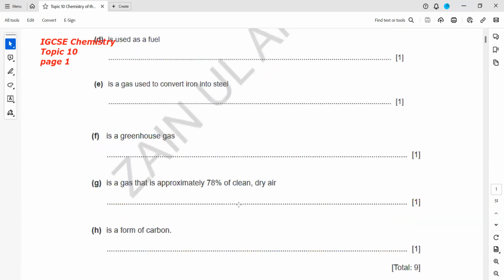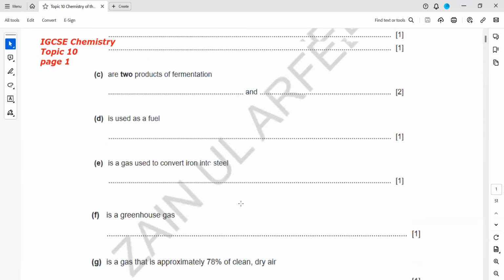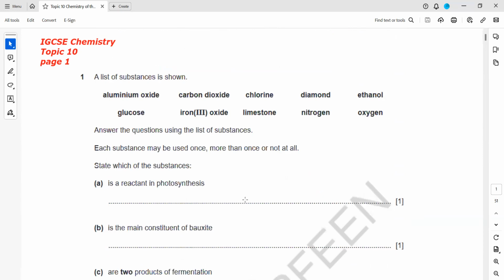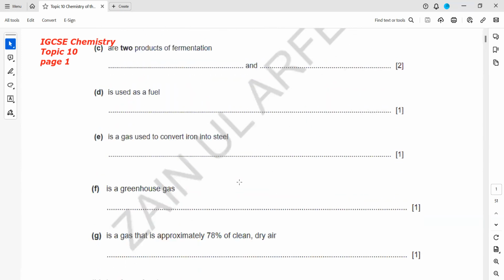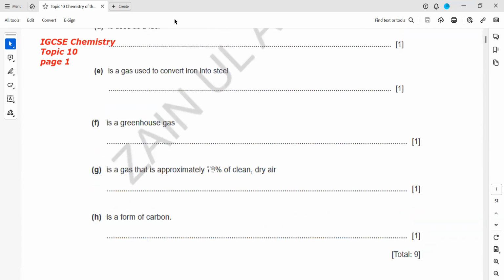And the last one is a form of carbon. Which is a form of carbon? Diamond. So the last one is diamond. So the greenhouse gas is carbon dioxide. Then 78% of air is nitrogen, and the form of carbon is diamond.